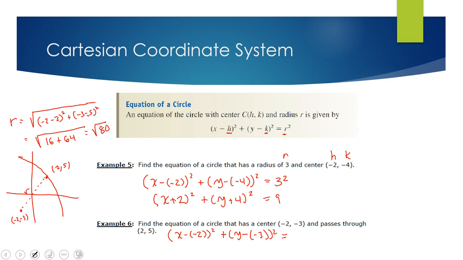I don't need it to be a perfect square because I know that r is the square root of 80, and I'm going to be squaring it as part of the formula. So when I simplify this, I'm going to have x plus 2 squared plus y plus 3 squared equaling, if I square a square root, those are inverse functions, they just cancel, so I would get 80. And those are the equations of the two circles that's being described here.